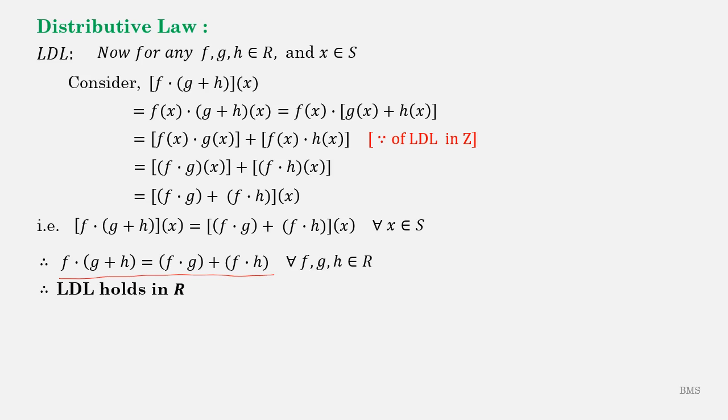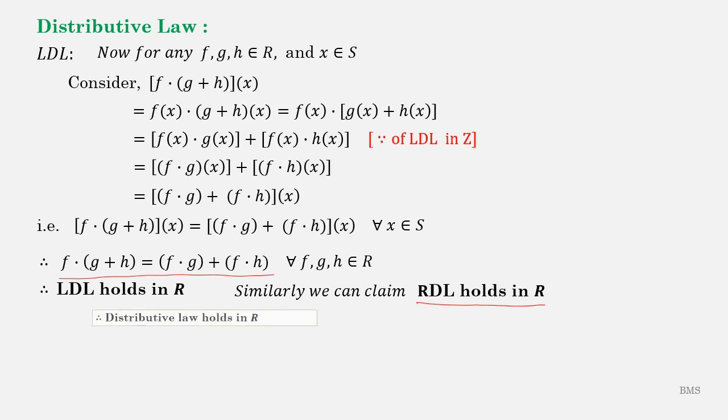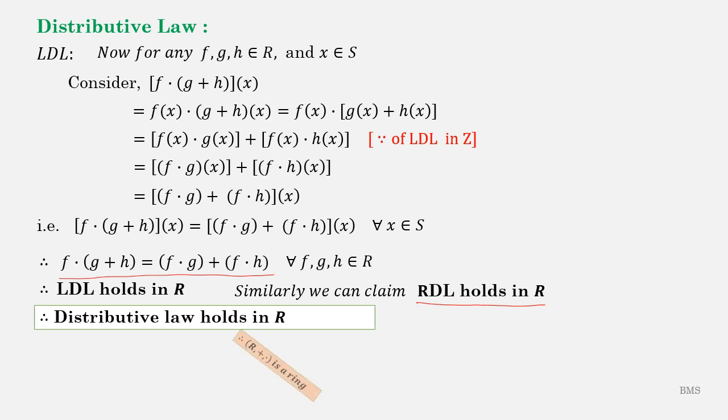Now, therefore we conclude left distributive law holds in R, and you can similarly continue with right distributive law. You don't need to explain like this. You can write similarly, we can claim right distributive law holds in R. This is enough if you write like this. So because of these two, what do you conclude? Distributive law holds in R. So we have claimed all three main properties of rings. Now what do you conclude? (R, plus, dot) is a ring. We have proved (R, plus, dot) is a ring.